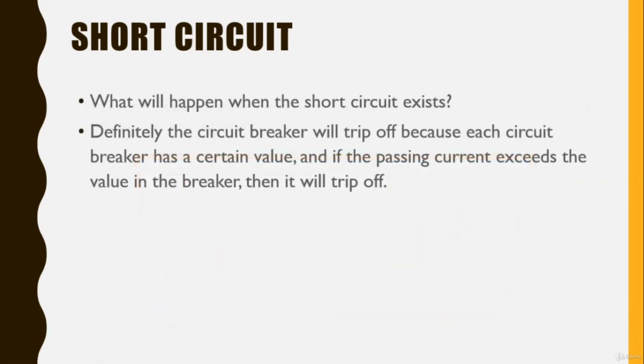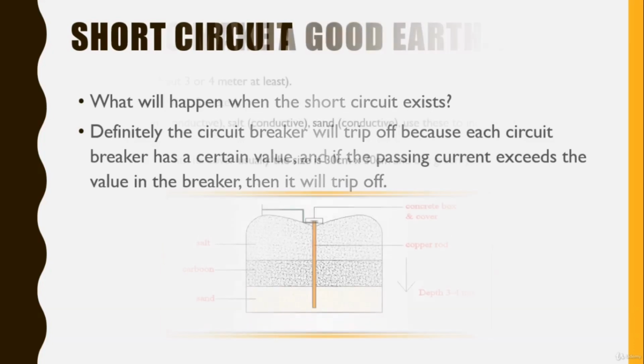What will happen when the short circuit exists? Definitely the circuit breaker will trip off, because each circuit breaker has a certain value, and if the passing current exceeds the value in the breaker, it will trip off. That's it. Okay, let's continue.